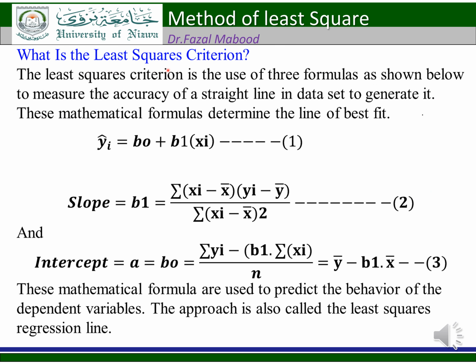What is the least square criteria? The least square criteria is the use of three formulas. The first one is the regression model. The y estimated is equal to b0, that is intercept, plus b1, that is the slope, times x, the independent variable. Slope we can calculate with the help of this formula. Intercept b0 we can calculate with the help of this formula.